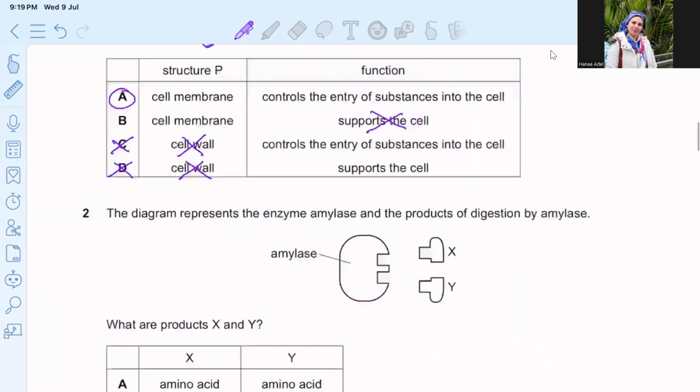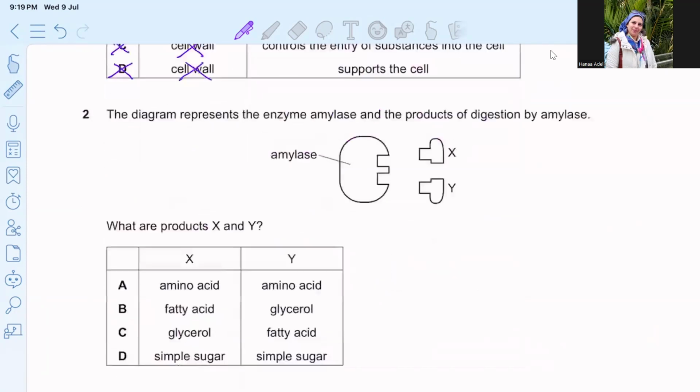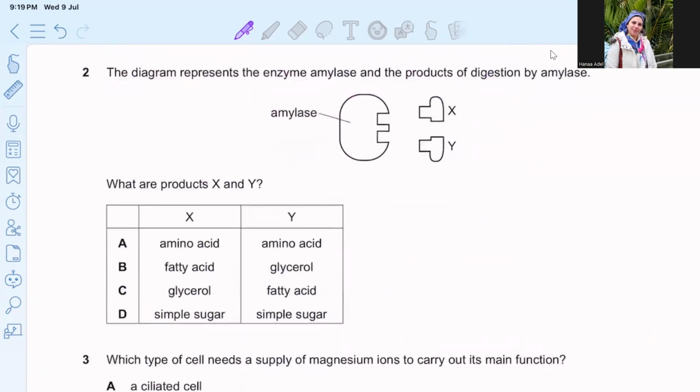Question 2. The diagram represents the enzyme amylase and products of digestion by amylase. What are products X and Y? We have to revise first. If we have protein, that's digested by protease enzyme to produce amino acids.